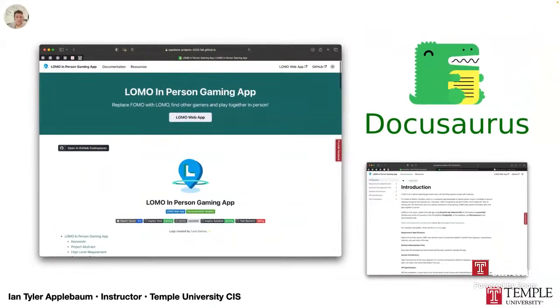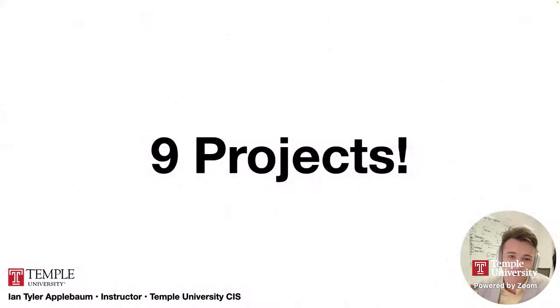We also ask students to document their projects from proposal to requirement specifications, architecture design, and API specifications. We use a website builder known as Docusaurus to maintain these assets and artifacts. So without further ado, we have 9 projects this semester, which is kind of crazy.